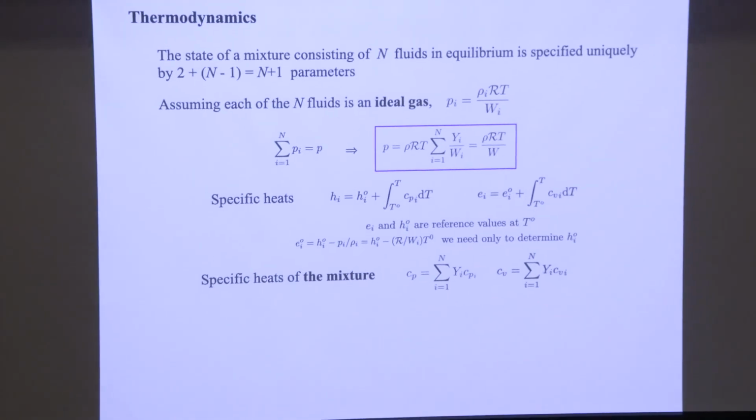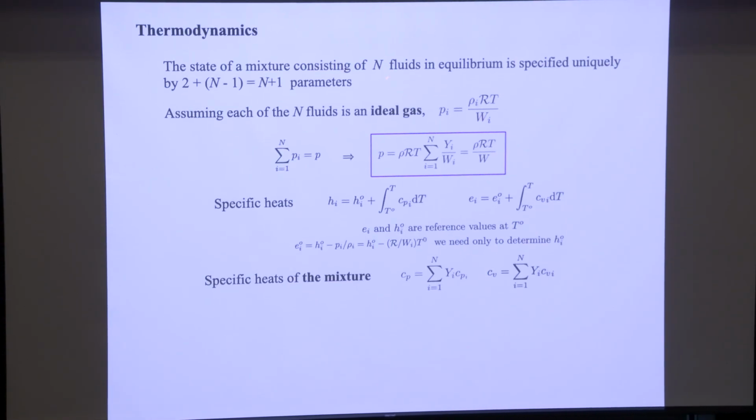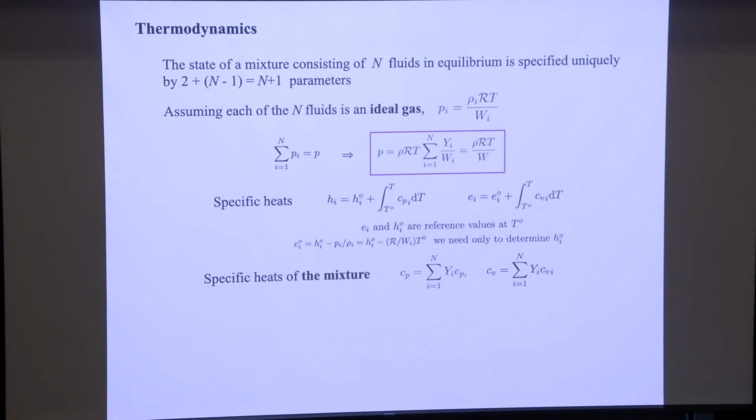Okay, so the state of the mixture, unlike a pure substance, is now dependent on the n fluids plus 2. So it's 2 plus n, but really n minus 1, because there are only n minus 1 independent quantities. Remember, the sum of all of them is the mixture parameters. So it's n plus 1 parameters.